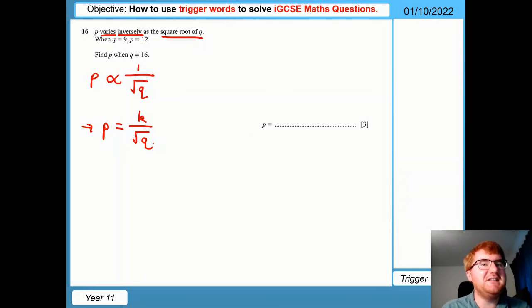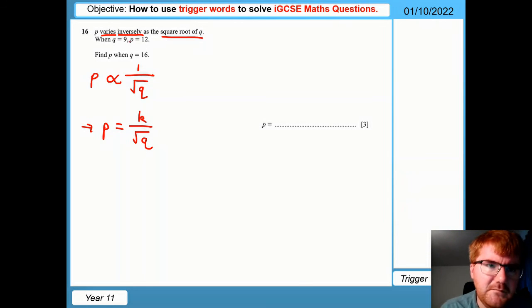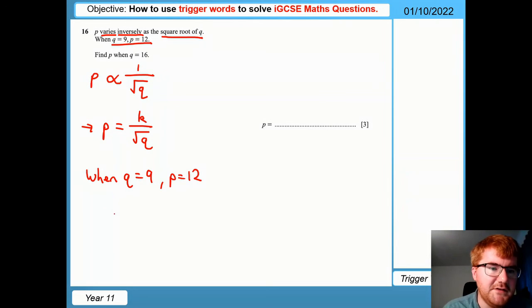Generally, this is the hardest step that students find on this kind of question. Once they have this equation, then it generally goes quite smoothly. So we find k by using the first information. So when q is equal to 9, p is equal to 12. So we get 12 is equal to k over the square root of 9. So 12 is equal to k over 3. Remember, the square root of 9 is 3.